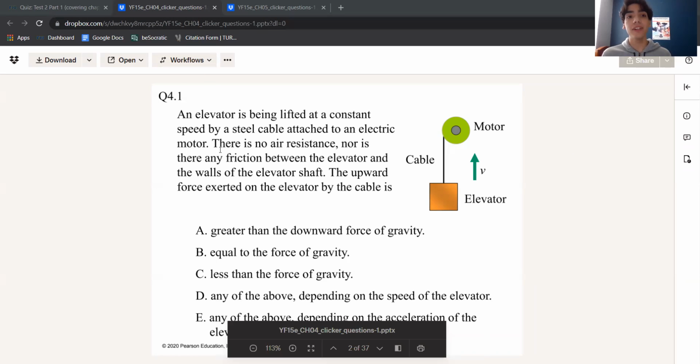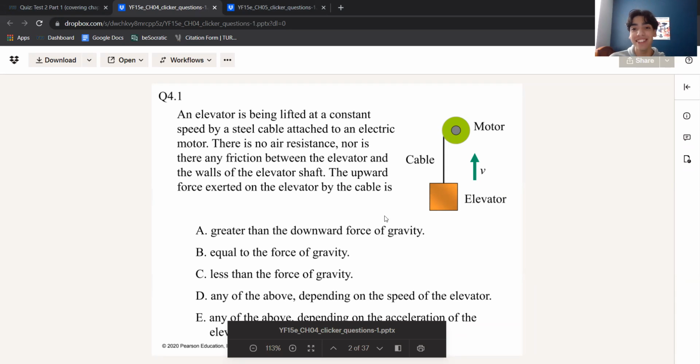Let's just get started on chapter 4 questions. I'll read it out loud and then we can discuss. An elevator is being lifted at a constant speed by a steel cable attached to an electric motor. There is no air resistance, nor is there any friction between the elevator and the walls of the elevator shaft. The upward force exerted on the elevator by the cable is, and then we have our options right here.